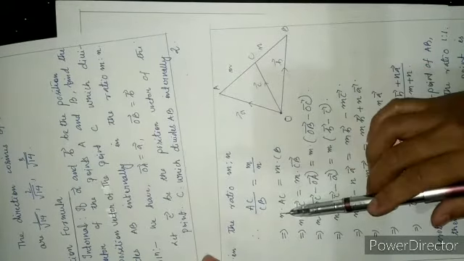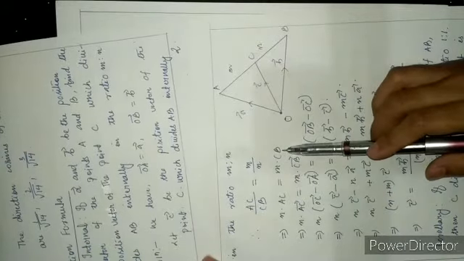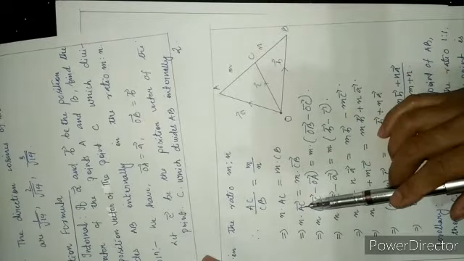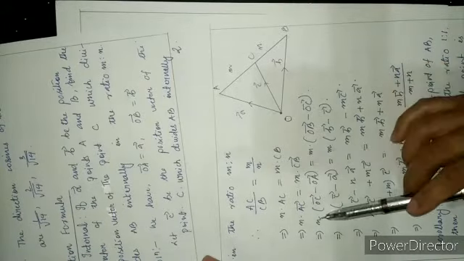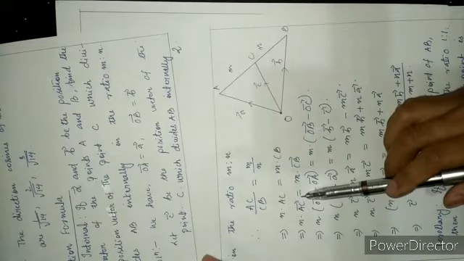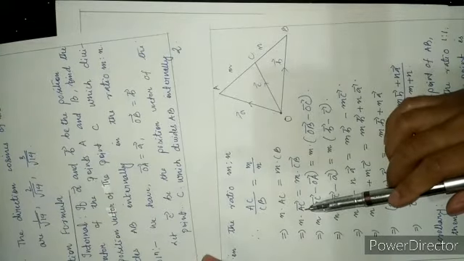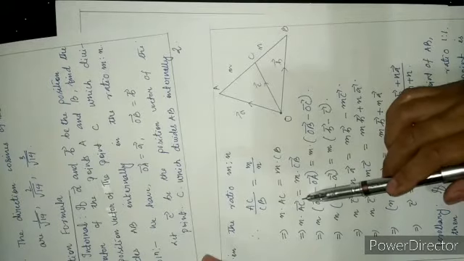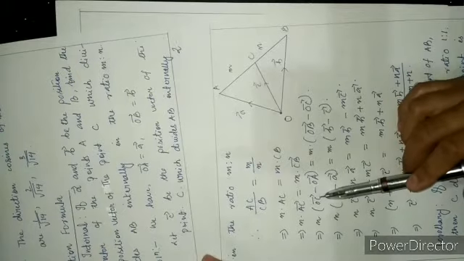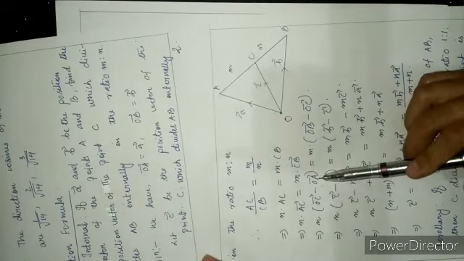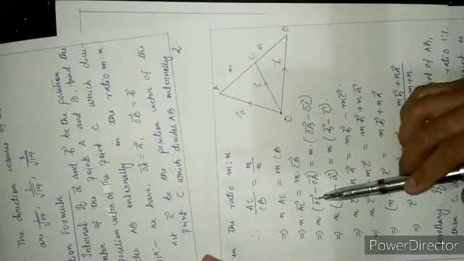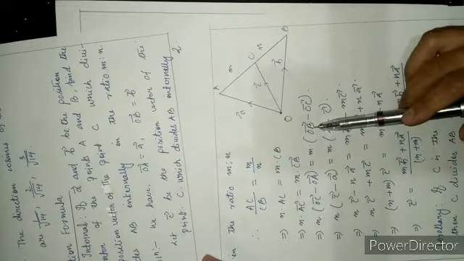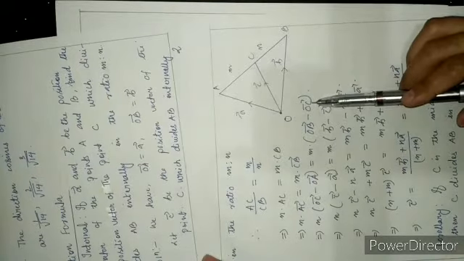By cross multiplication, n into AC is equal to m into CB. And then applying vectors on both sides, n times AC vector is equal to m times CB vector. AC vector means the terminal point minus the initial point, that is position vector of terminal minus position vector of initial, so AC vector is position vector of C minus position vector of A. Then m into CB vector is position vector of B minus position vector of C.